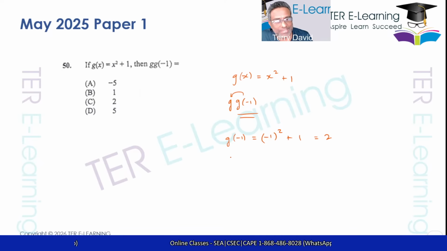So we're going to take that answer now, and we're going to plug that into g again. So this is going to be 2 squared plus 1. So that's going to be 4 and 1. You're going to get 5. So the answer is D.